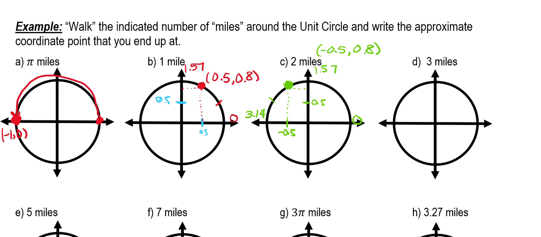Part D wants us to estimate 3 miles. So, okay, no problem. This is 0. I go backwards. Up here is 1.57. And then my third stop is 3.14. 3.1. Man, so 3 is going to be super close.